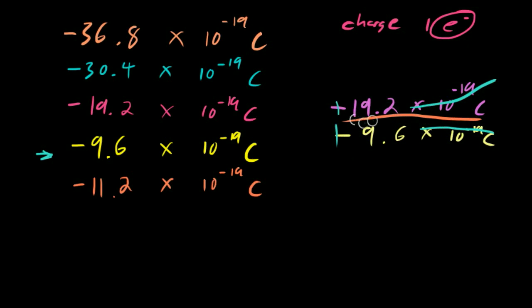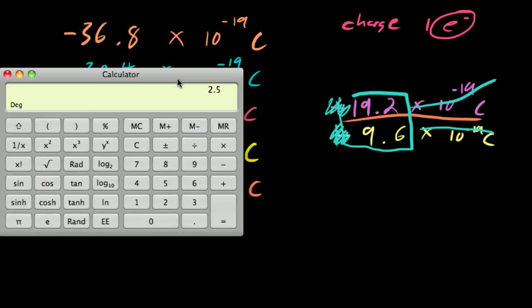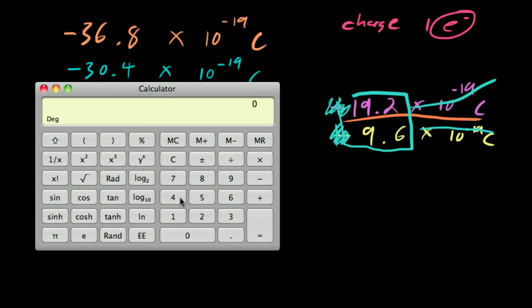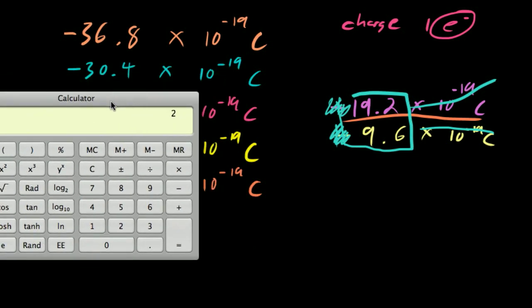All we have to do is divide 19.2 by 9.6 and figure out what our ratio is. Let me scratch that out so it's actually nothing there, not a plus sign. Let me go ahead and get out our calculator. So we have 19.2 divided by 9.6.